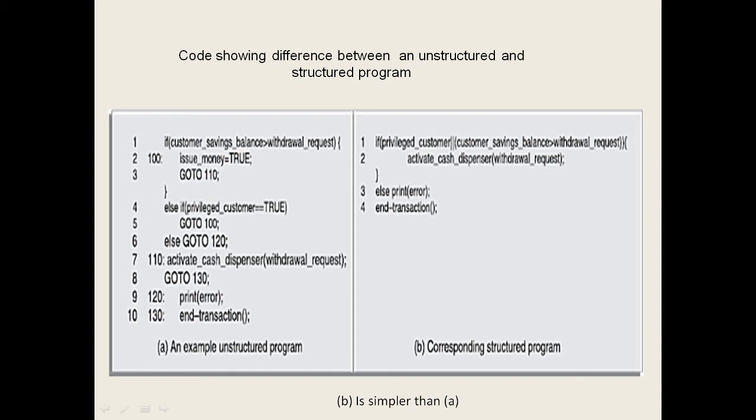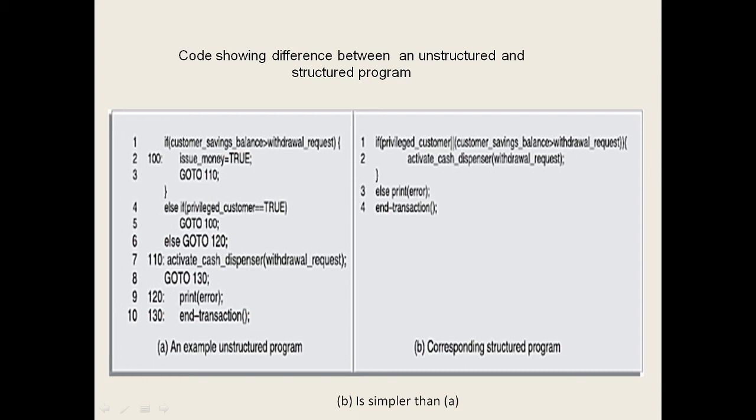If privileged customer equal to true, then go to 100. That means issue money. So first of all, it is checking whether the customer's current balance is greater than the withdrawal request. If it is true, money is issued. If it is false, then check if it is a privileged customer. For a privileged customer, again, it is true to issue money.